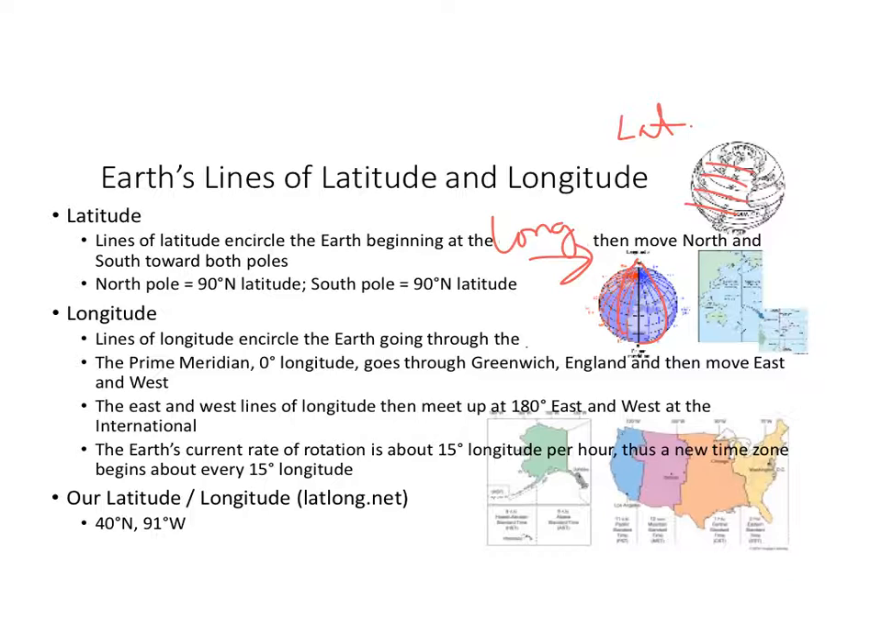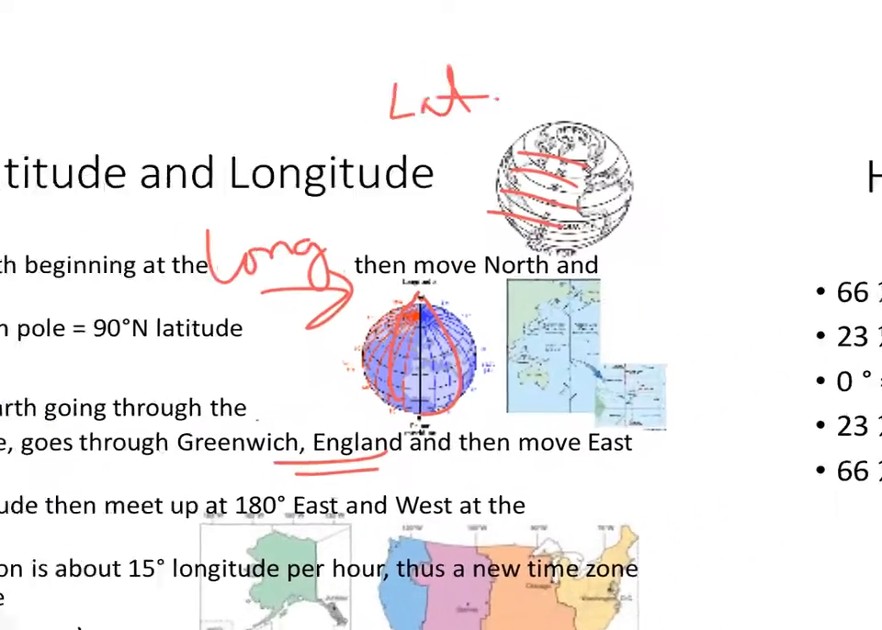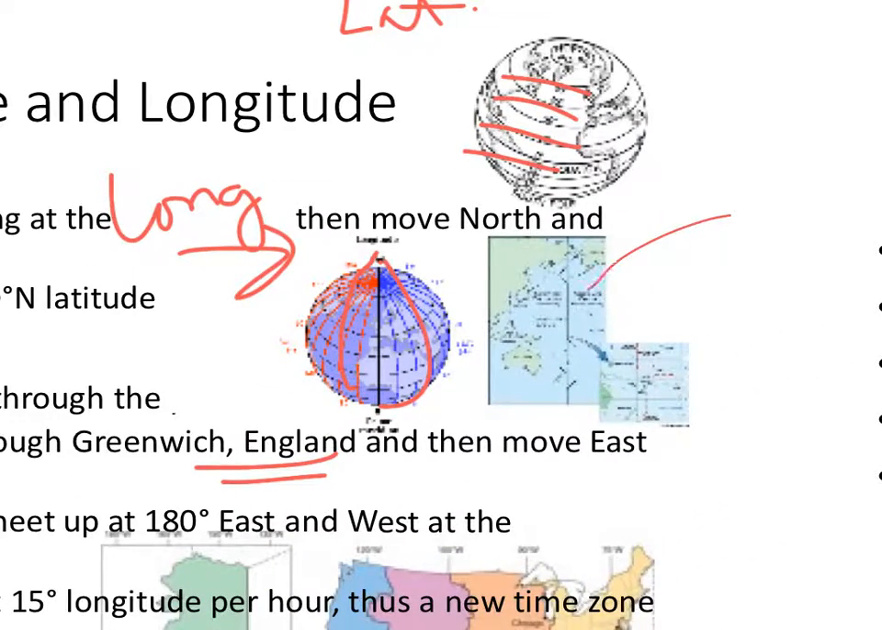The lines of longitude begin at what's called the prime meridian in Greenwich, England, and they meet up at the international date line. You can't see it very well. Let me make it bigger. This is the international date line, which is, if you take where they begin, halfway back there, that's the international date line.